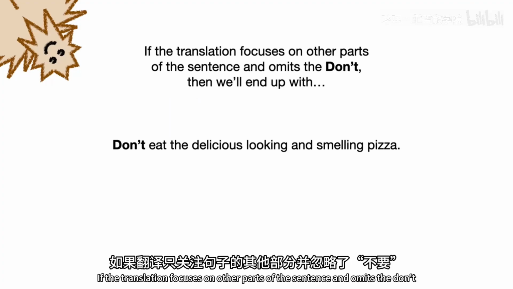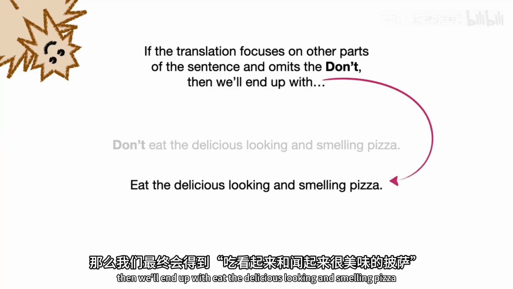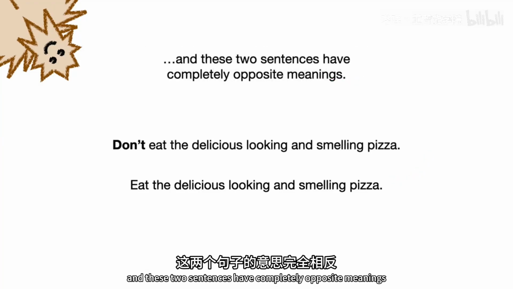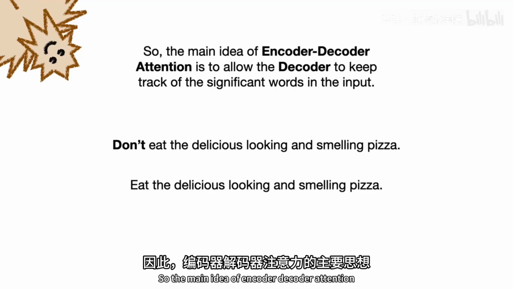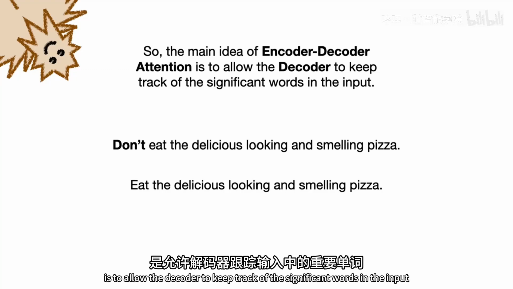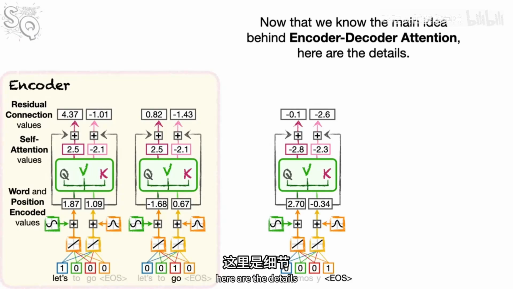If the translation focuses on other parts of the sentence and omits the don't, then we'll end up with, "Eat the delicious-looking and smelling pizza." And these two sentences have completely opposite meanings. So it's super important for the decoder to keep track of the significant words in the input. So the main idea of encoder-decoder attention is to allow the decoder to keep track of the significant words in the input. Now that we know the main idea behind encoder-decoder attention, here are the details.